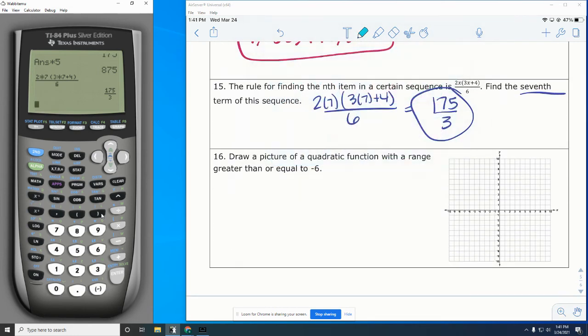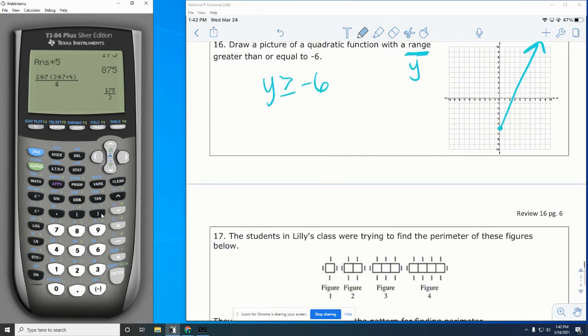Sixteen asks us to draw a picture of a quadratic function with a range, so y values, greater than or equal to negative 6. So my y's are greater than or equal to negative 6. You can draw whatever you want as long as your y's start at negative 6 and go up from there. You can make it a quadratic, you can make it a squiggly, you can draw whatever you want, but something that does not go below negative 6 on the y's.